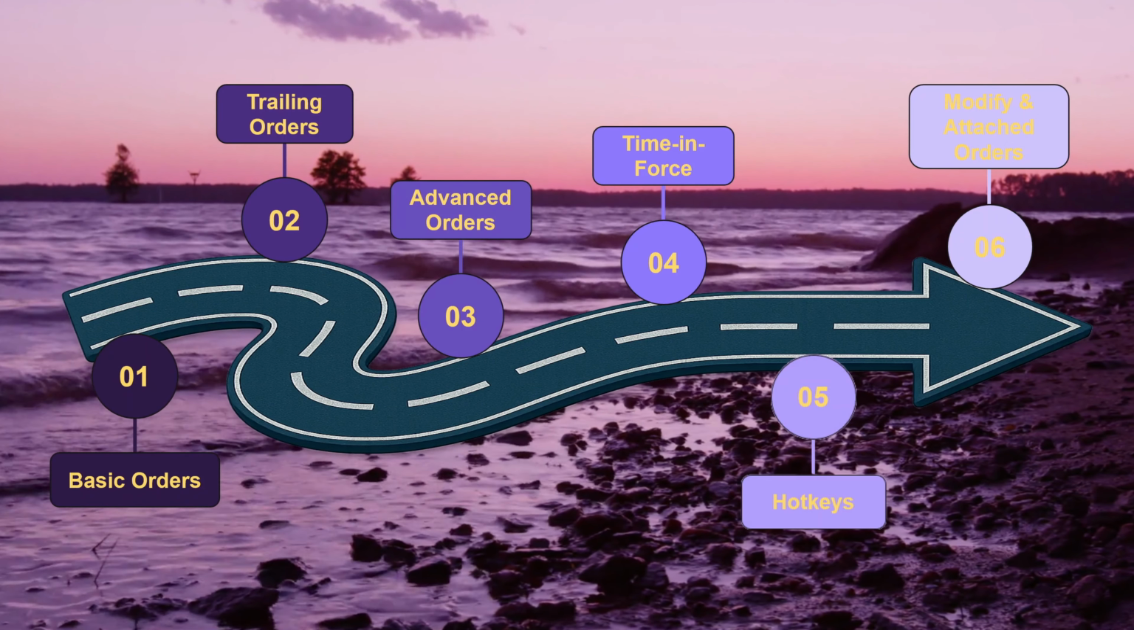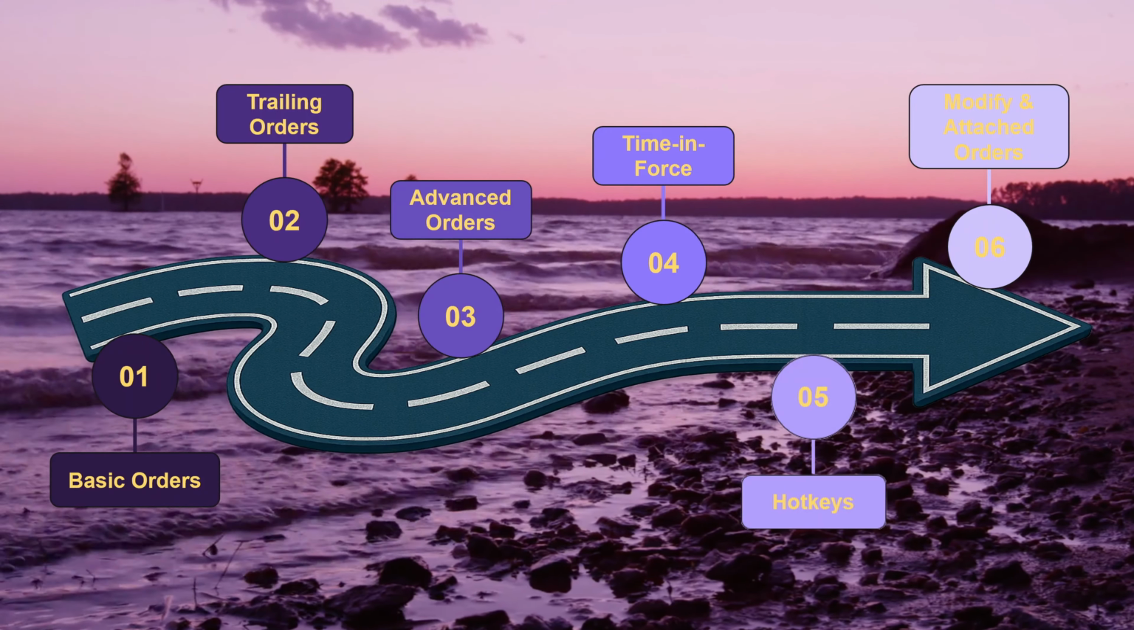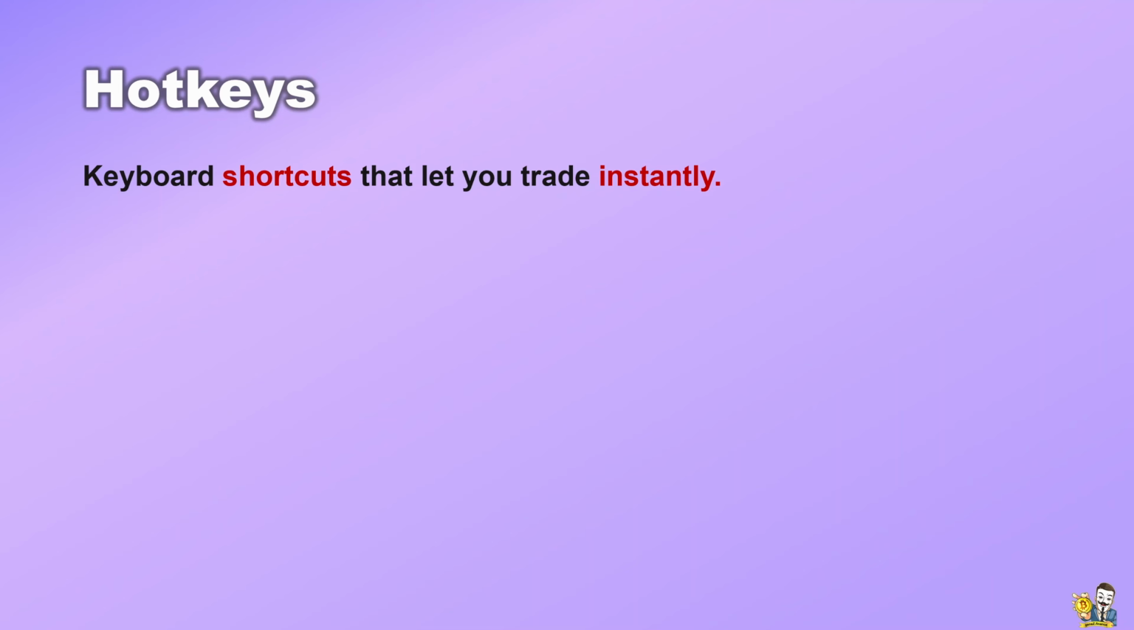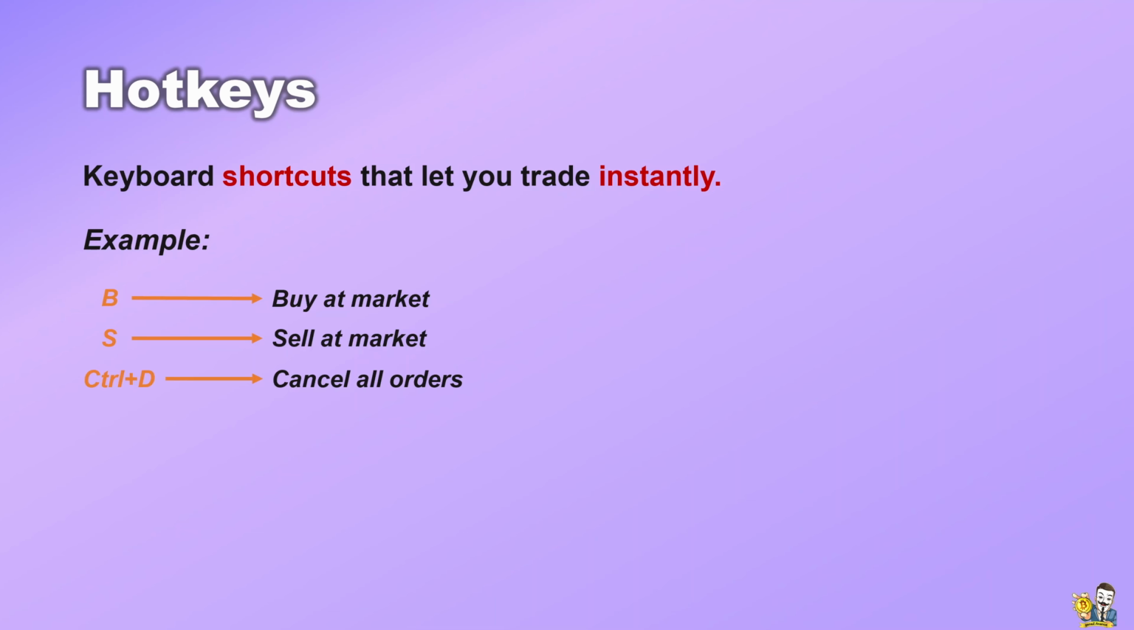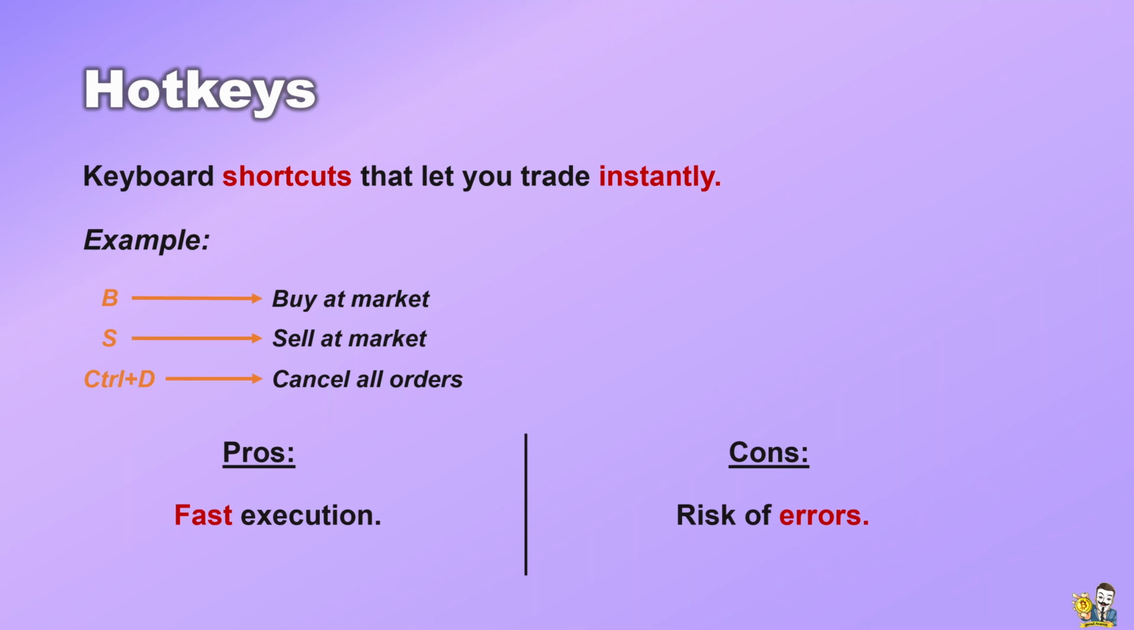All right, now let's talk about how useful hotkeys can be. In trading, speed matters. Every second you save when executing a trade can actually make a difference in your profits. That's why Interactive Brokers lets you create keyboard shortcuts that let you trade instantly. We call them hotkeys. For example, you can set it so that pressing B buys at the market, S sells at the market, and Ctrl+D cancels all open orders. You can fully customize these shortcuts to match your own trading habits. Hotkeys are helpful for fast execution, but there's one catch. If you misclick, you can easily make a costly error.